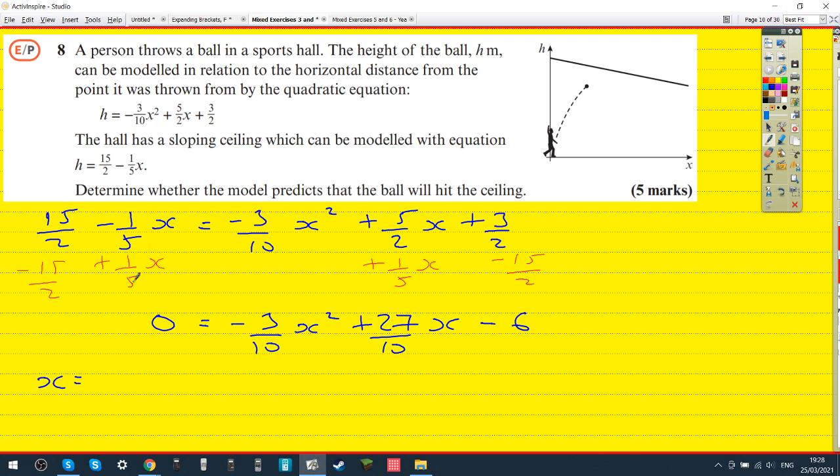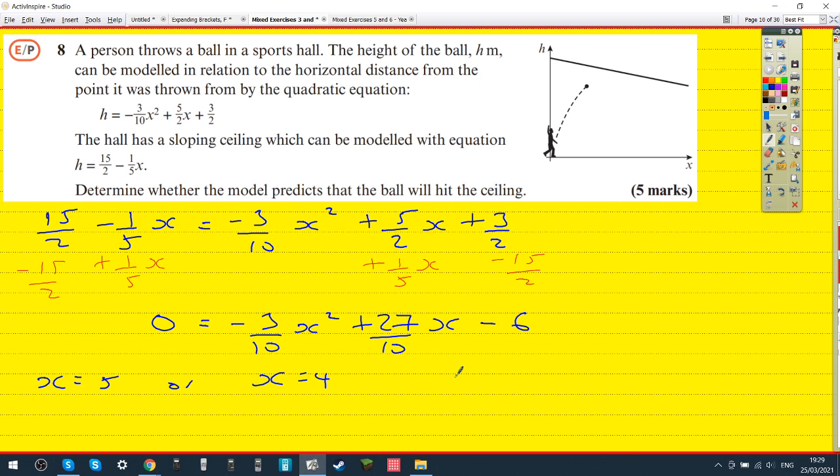I got x can either be 5 or 4. Yeah, so I was expecting something like that. Okay, and now we have to apply it to the real world. So determine whether the model predicts that the ball will hit the ceiling. So the flight of the ball is the x squared one. The ceiling is the x one. Will the ball hit the ceiling?